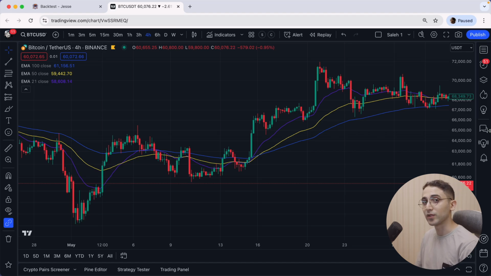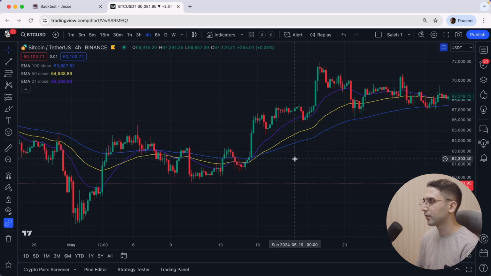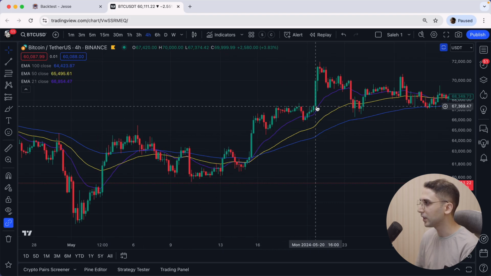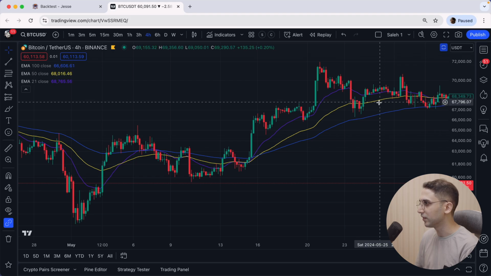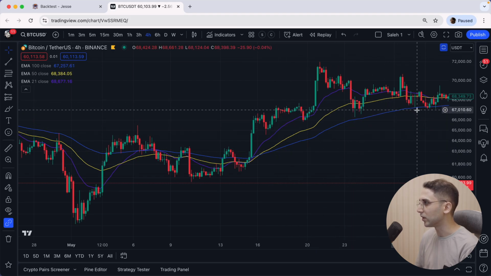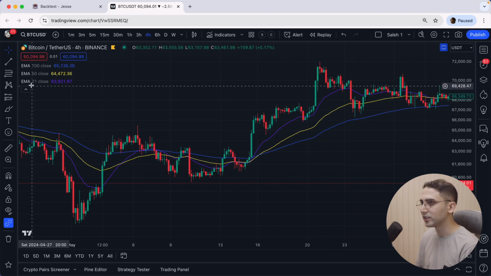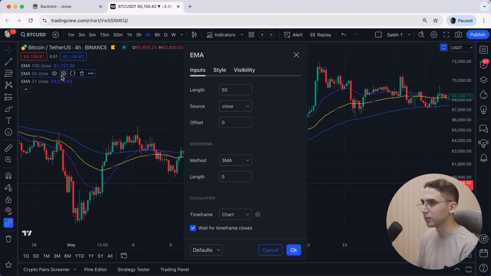The main indicators that I want to use in this strategy are going to be three moving average lines. Now I'm using the EMA, the purple line here has the period of 21, the yellow one has a period of 50, and the blue one has a period of 100. The way you can change that on TradingView, by the way, is by going here and changing the length.